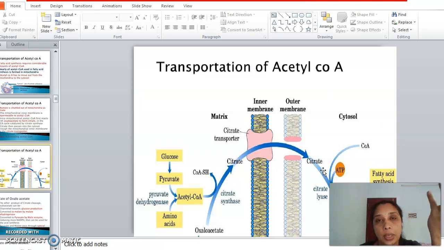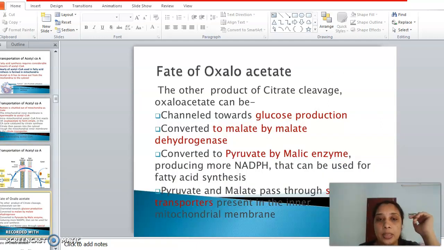On entering the cytoplasm, citrate will be cleaved to give back the acetyl-CoA and oxaloacetate by the enzyme ATP citrate lyase. ATP citrate lyase, by consuming one molecule of ATP, cleaves the 6-carbon citrate to give the 2-carbon acetyl-CoA and 4-carbon oxaloacetic acid. This is how the acetyl-CoA is generated for synthesizing the fatty acid in the cytoplasm, right?